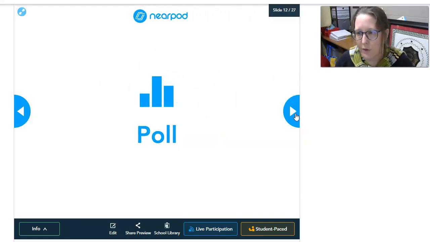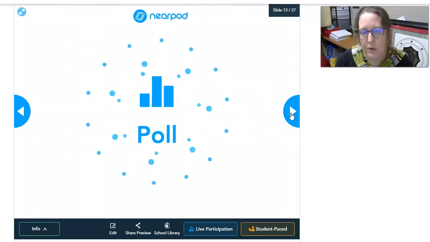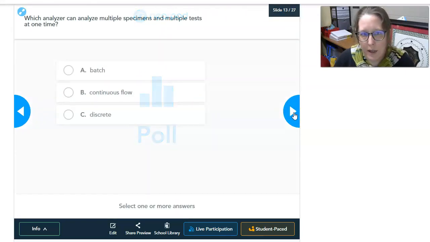Okay, so if you're in class in the activity, you're going to answer which analyzer uses bubbles in the tubing to separate samples, and then you're going to answer the question also, which analyzer can analyze multiple specimens and multiple tests at one time.